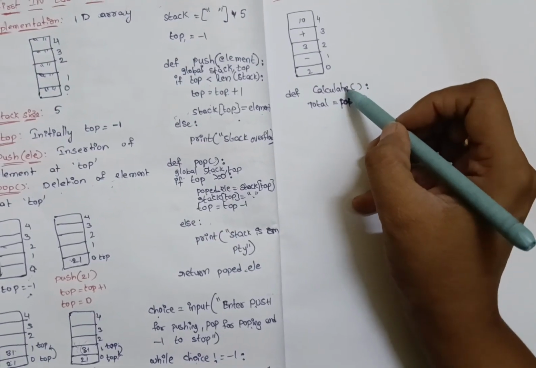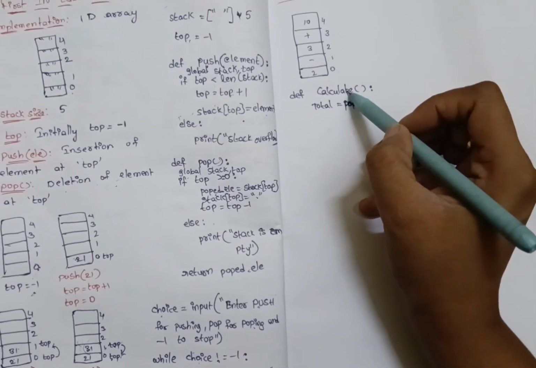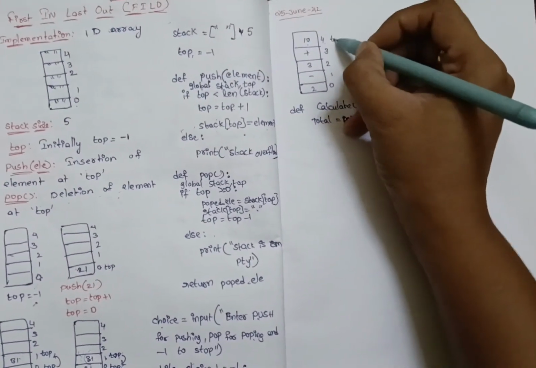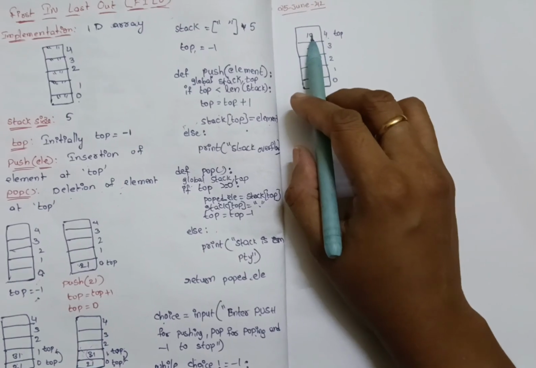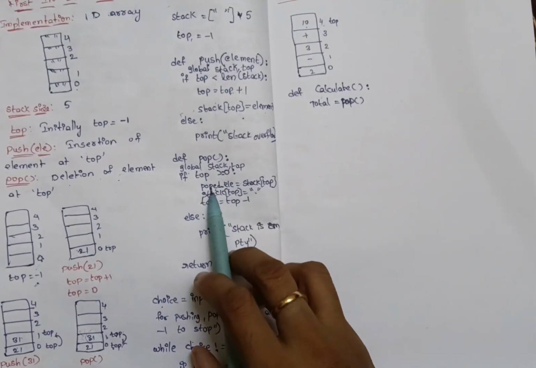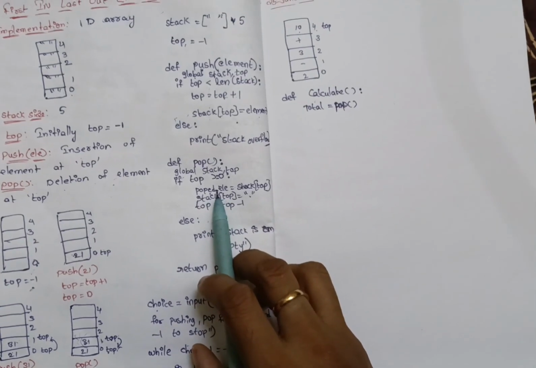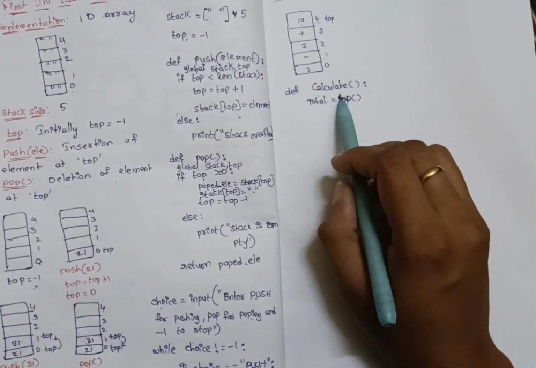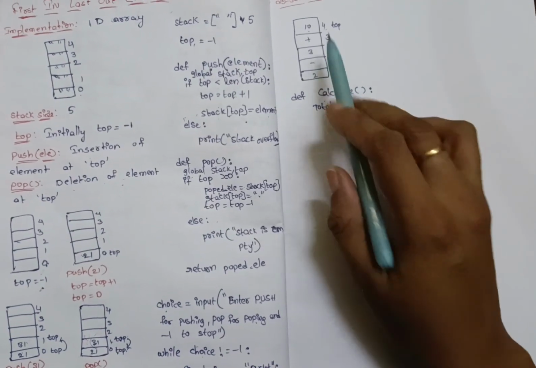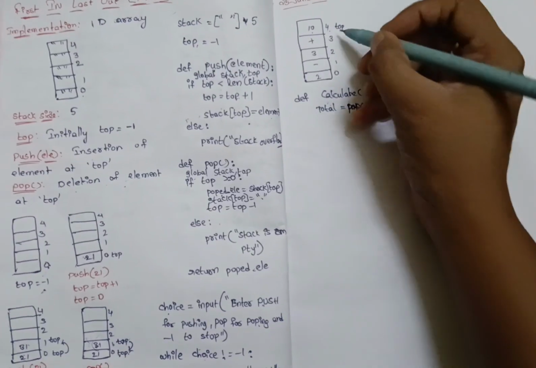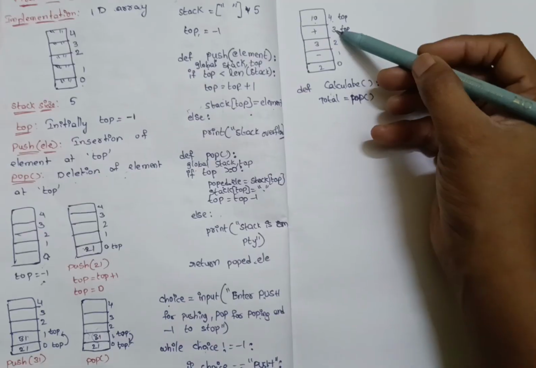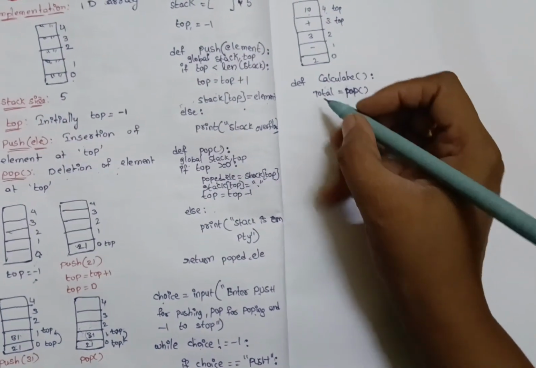Whenever you call the calculate function, initially I am just popping the top element. Your top will be here. Whenever you do the pop operation, you are returning the one element which is at the top location. Then I am assigning that popped element to the total variable. Now total is having 10. After popping that, your top is going to move to the third element, correct?